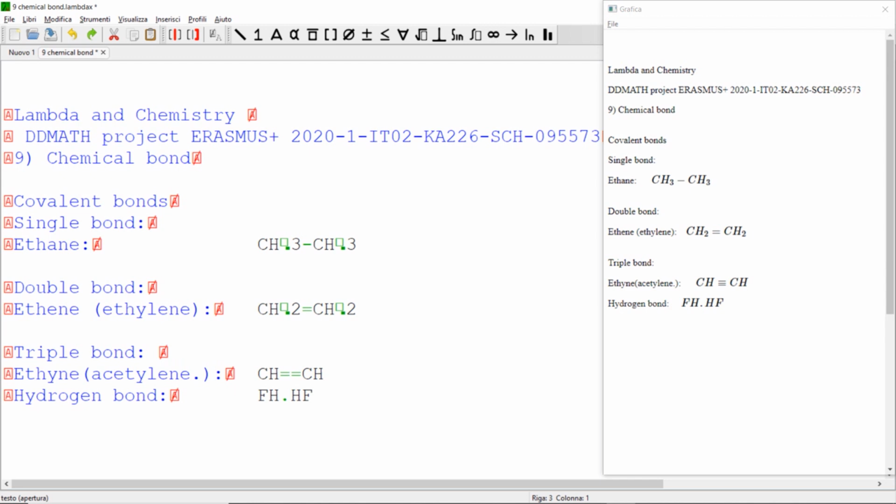Triple bond. We insert the equal sign, which graphically corresponds to twice the equal sign. Ethyne, acetylene: CH≡CH.